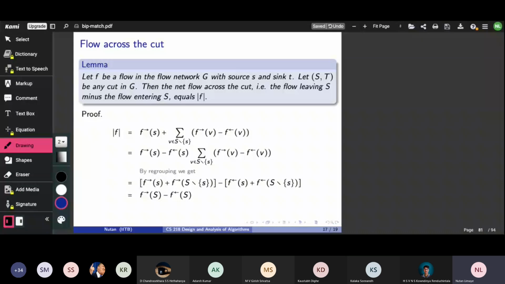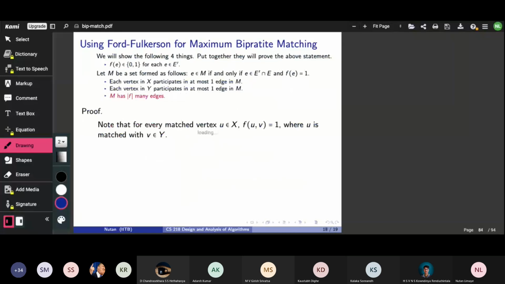Okay. So what we just managed to show was: if F is a flow in the network, you can find a cut. And if S comma T is any cut, then we can show that the total flow leaving one side of the cut minus the total flow entering it must be equal to F. So now, with this little observation in hand, we can easily prove the last statement here as well.